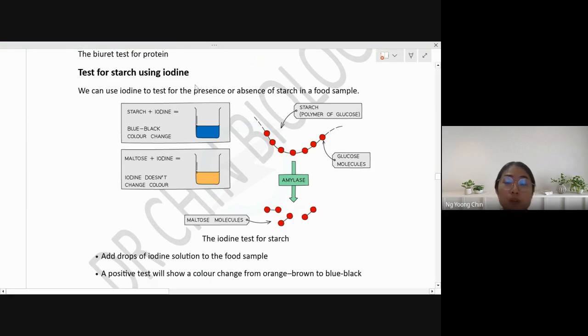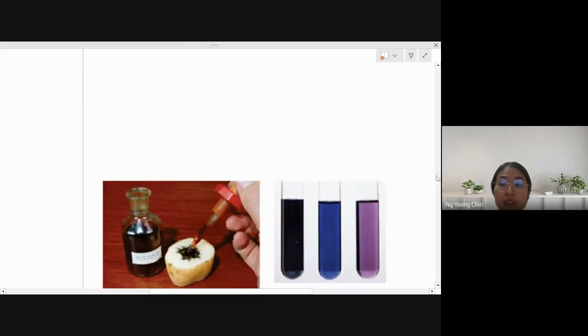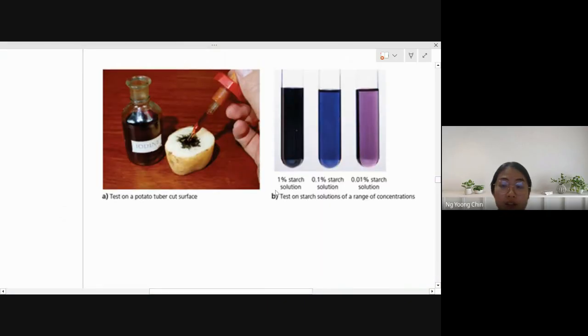So whenever you put a food sample which contains starch and mix it with the iodine, it will change color from brown into dark blue like this. See, this is a potato. When you put the iodine onto the potato, it will change into a dark blue color.